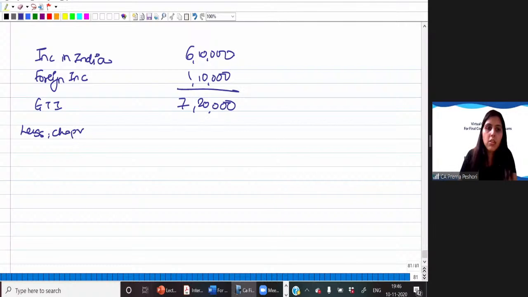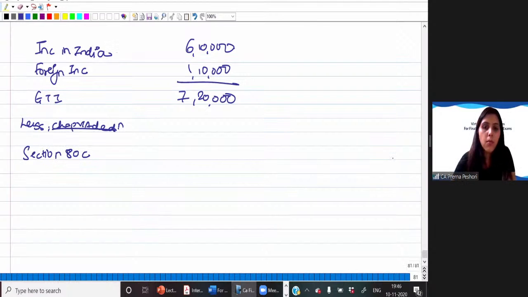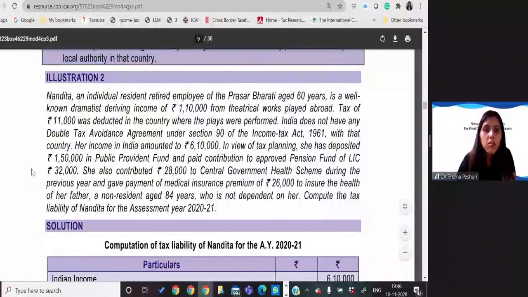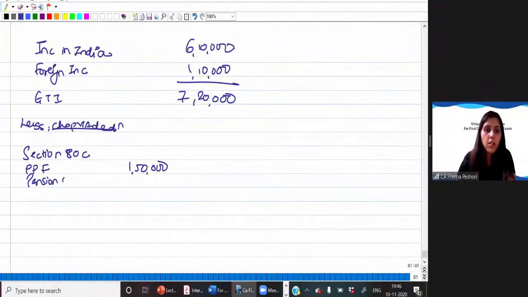Less: Chapter 6A deductions, right? Section 80C. What are the deductions under section 80C? She has contributed 1,50,000 in PPF and the contribution to the approved pension fund of LIC is 32,000, right? So PPF 1,50,000 and next is the contribution of 32,000 to the pension fund of LIC. But how much deduction will be allowed is 1,50,000. 1,50,000 will eventually be allowed.